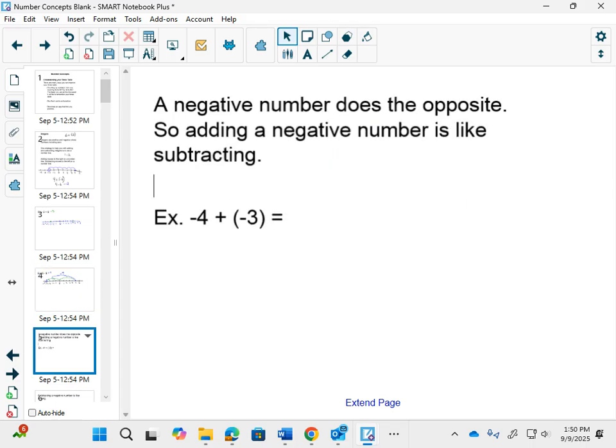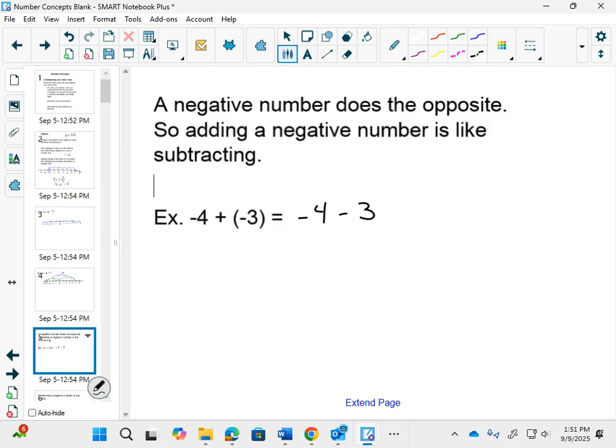Now a negative, you can think of a negative as an opposite. We talked about earlier that maybe your middle years teacher told you, hey, adding a negative is the same as subtracting. But if we think of negatives as always doing the opposite, adding would normally go to the right. As soon as I hit the negative, it means do the opposite, so instead go to the left. So we can think adding a negative is the same as subtracting. So we could write this as -4 minus 3.